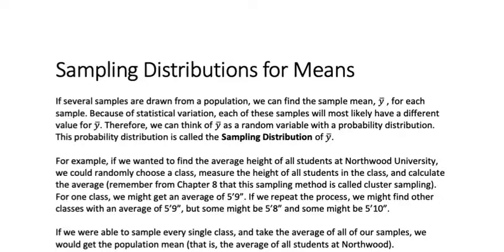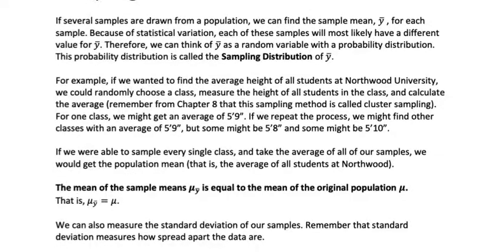If I were to sample every single class and take the average of all the samples, I would get the population mean, which in this case is the average height of all students at Northwood. So what we say is that the mean of the sample means is equal to the mean of the original population. And we're going to see how we're going to use this in a second. So if I take a bunch of samples and take the average of each and then take the average of all those averages, then I will get the mean of the entire population.